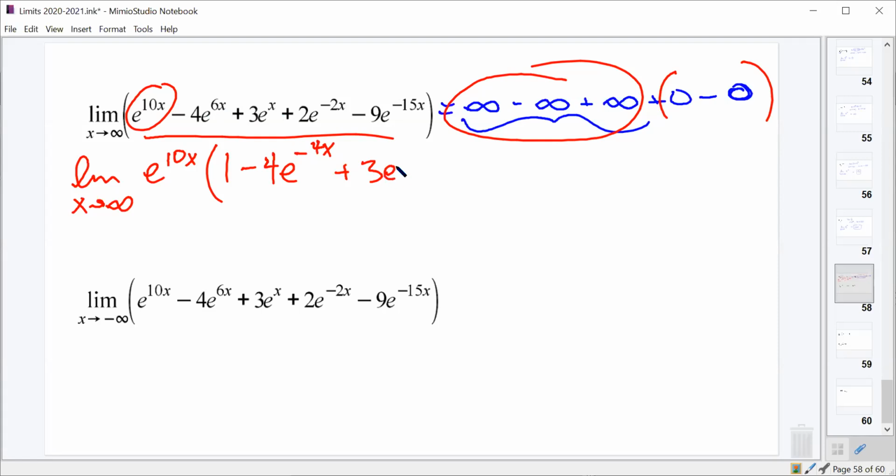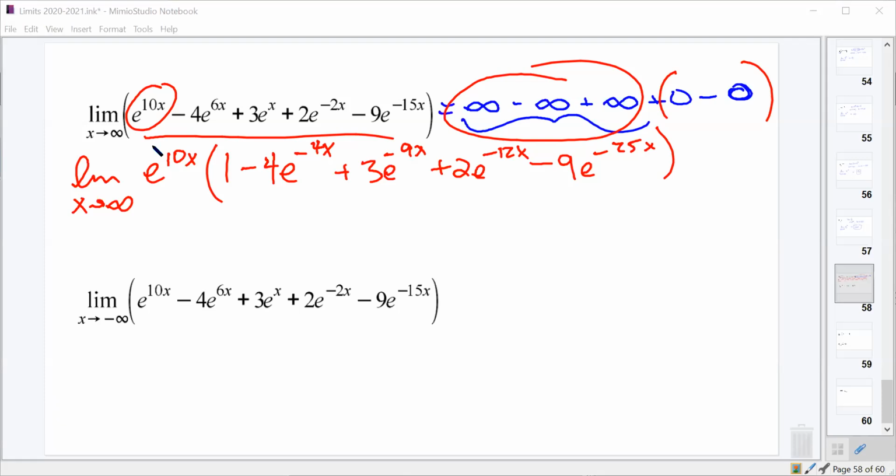Plus 3e to the negative 9x plus 2e to the negative 12x minus 9e to the negative 25x. Good or no? Yep. Good. All right, so what good was all of that is the question.